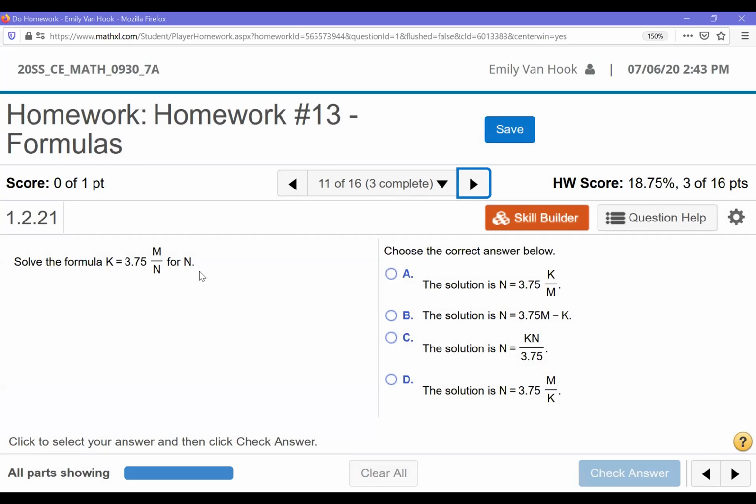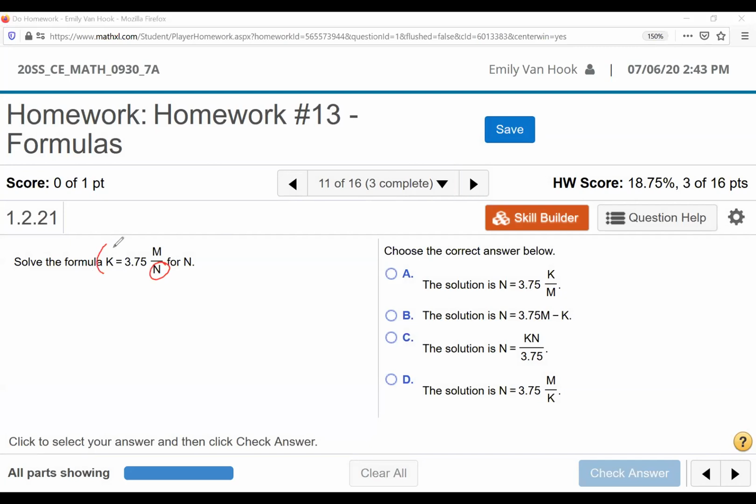N is in the denominator, so I would want to multiply both sides by N, which seems strange if you're solving for N, but we need to get it out of the denominator. So then I'd have NK equals 3.75 M. Again, we had M over N on the right side. We needed to get that N out of the denominator, so I multiplied both sides by N.